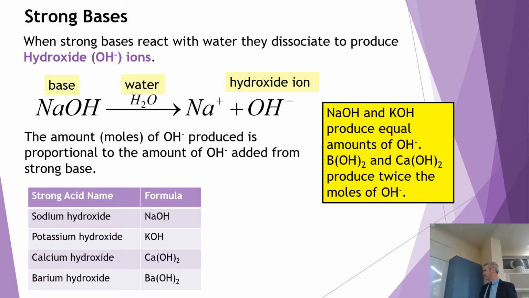And that's what I put down on this wee reminder here, that barium hydroxide and calcium hydroxide can produce twice the moles of OH minus, because they produce 2 from every 1 ionic formula here. These ones are all ionic compounds, because these strong bases, the ones that we're looking at, are all ionic compounds.